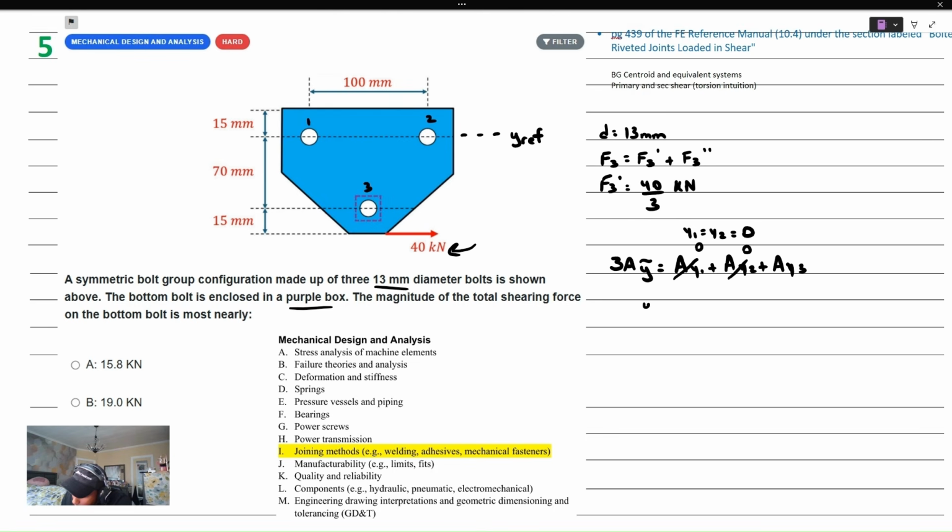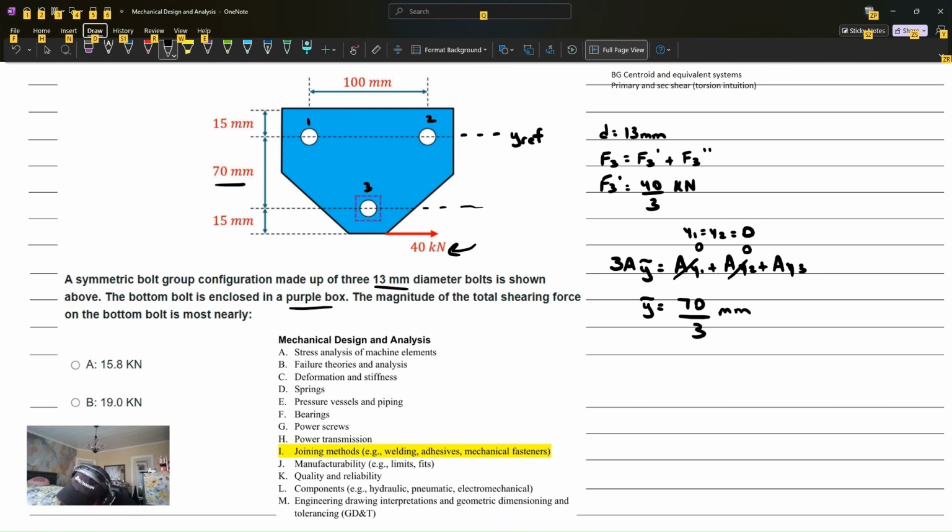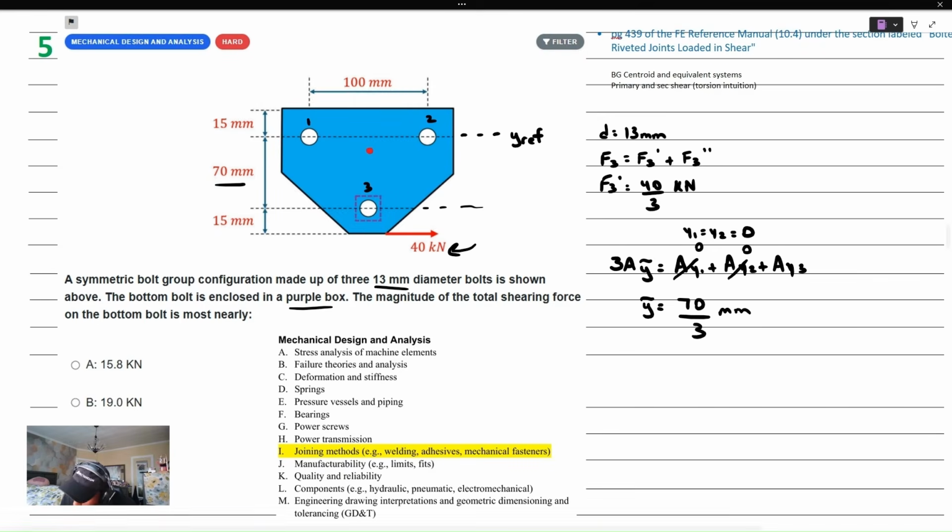If we solve for the y bar, what we're going to get is the ratio of y3, that's the distance from our reference axis to the third bolt, and you can see it's given as 70 millimeters, divided by 3. So we have what the centroid of our bolt group configuration is. And if we sketch it over here, it's closer to the upper 2 bolts, and it's just a third of 70 over here. This distance is 70 over 3, such that this distance, if it was a complement, would be 2/3 of 70.